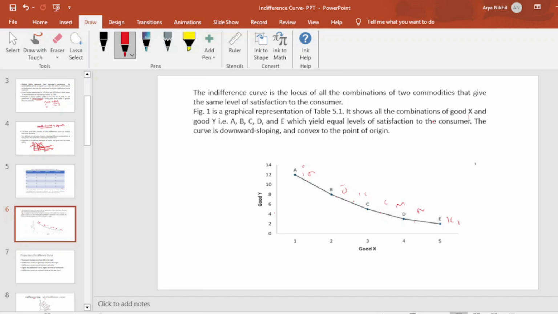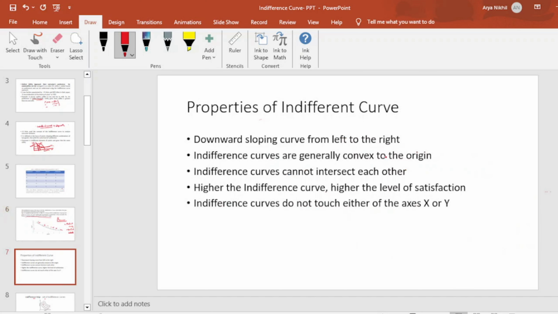Another point you should keep in mind: in normal cases, in most cases, the indifference curve is downward sloping and convex to the origin. Some exceptions we can note in perfect complements, perfect substitutes, etc. In those cases there is a change in the shape of the indifference curve, but for normal goods, the indifference curve is downward sloping and convex to the point of origin.